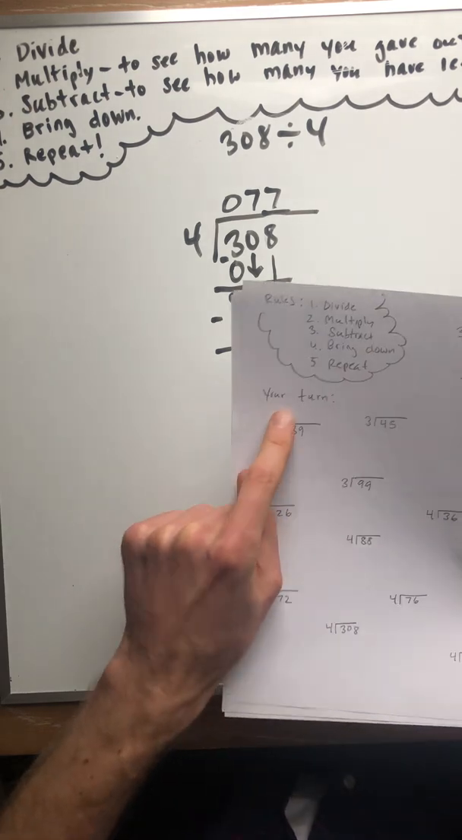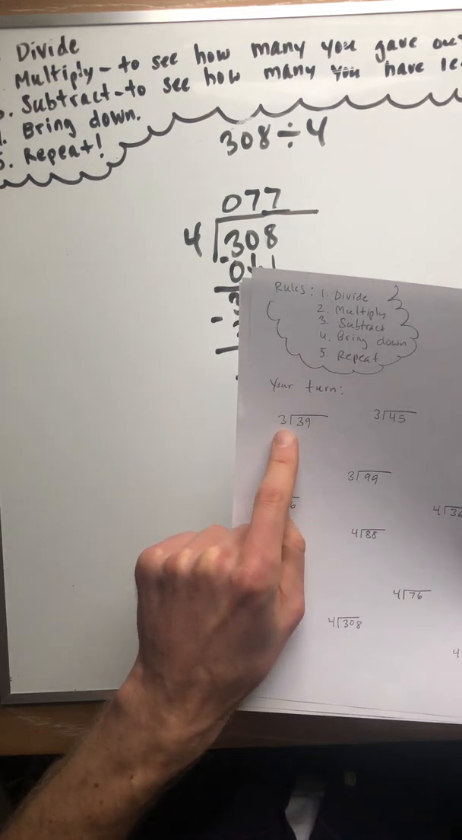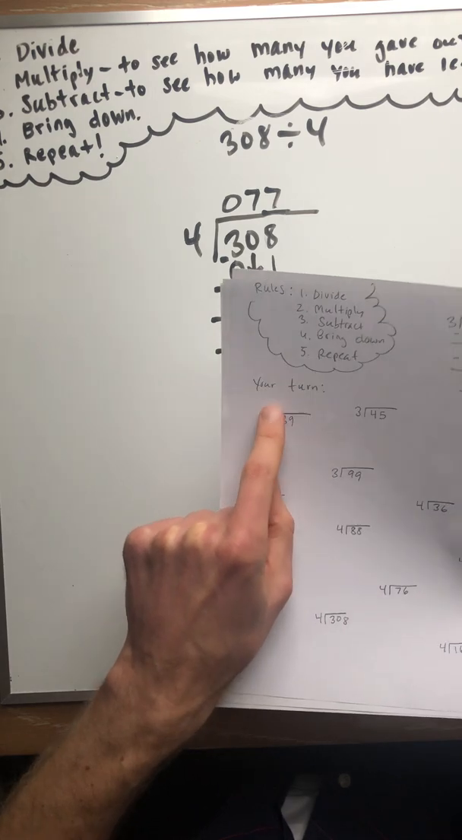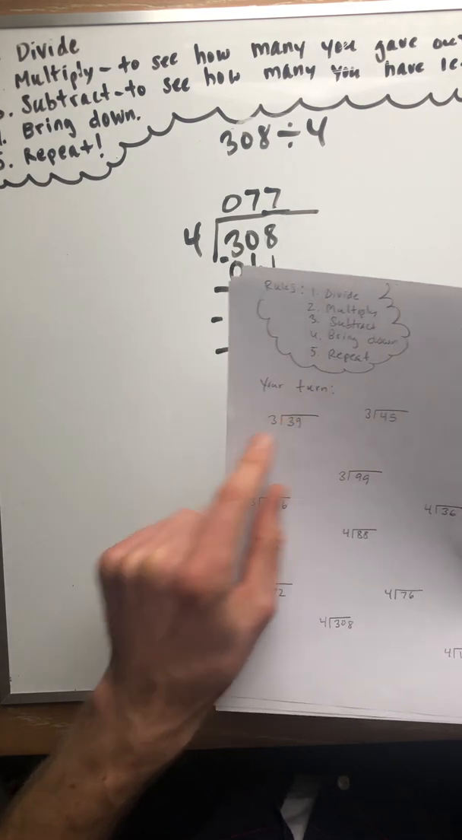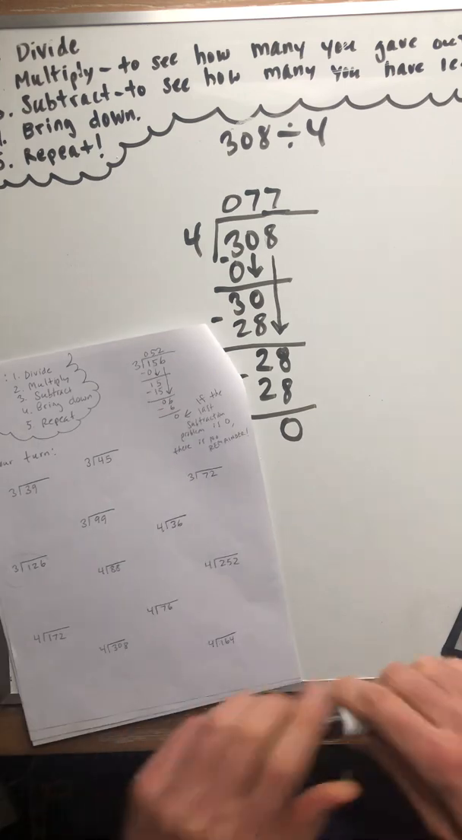Like 3 times what equals 39? You notice immediately 3 times 1 equals 3. All right, you can do it.